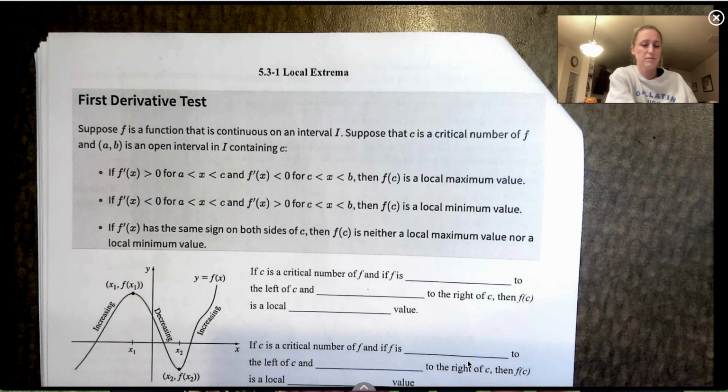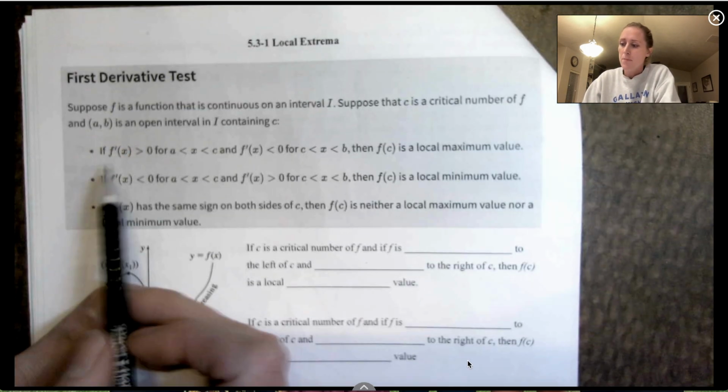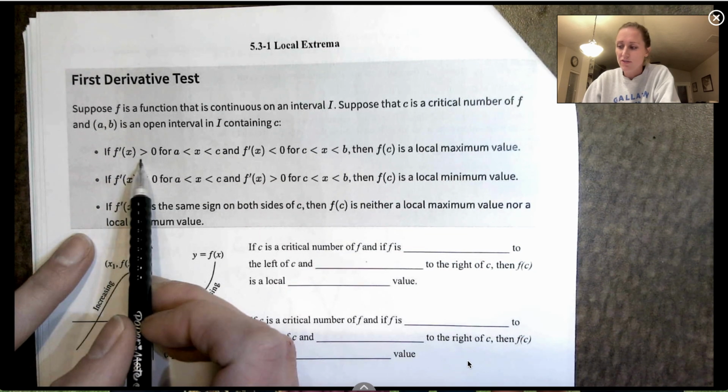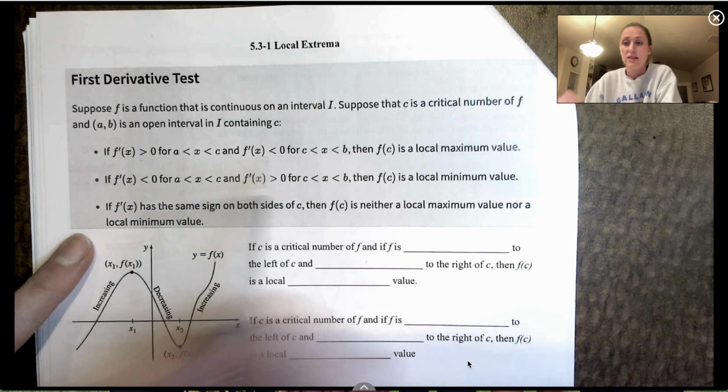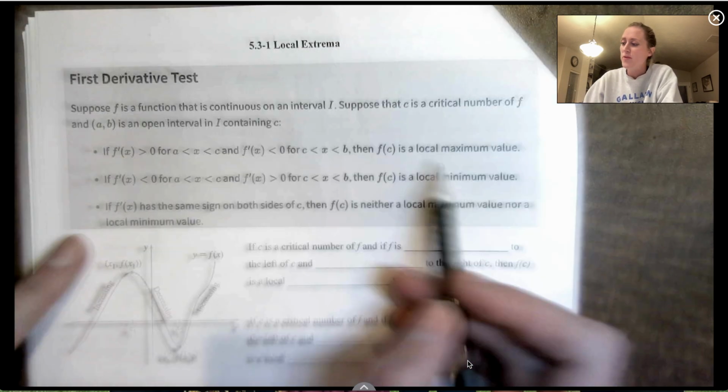Hi guys, in this video we're going to hit 5.3 part 1, and what we're going to look at is how to tell where functions are increasing and decreasing, which is going to help us find a local min or a local max. This is called the first derivative test. If f prime is greater than 0, and then it switches to f prime being less than 0 at a critical point, that is a local max.